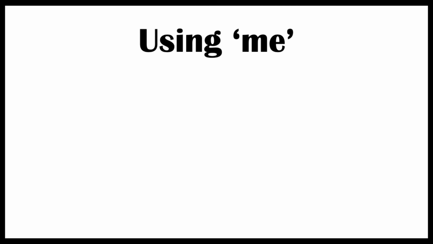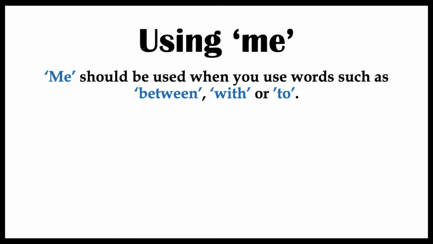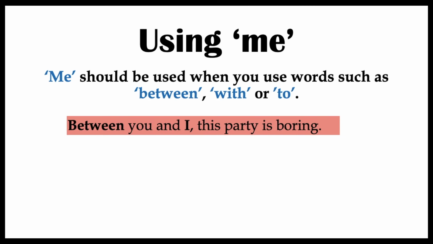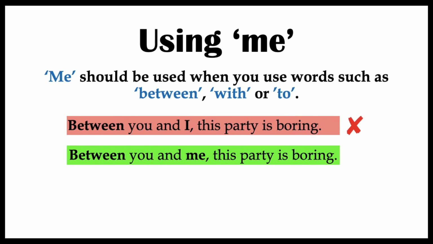So when should you use me? The easiest way to remember this is that me should be used when you use words such as between, with, or to. Let's take a look at some examples. Between you and I, this party is boring. This is incorrect. The sentence has the word between in it, therefore we should not be using I. The correct version is, between you and me, this party is boring.